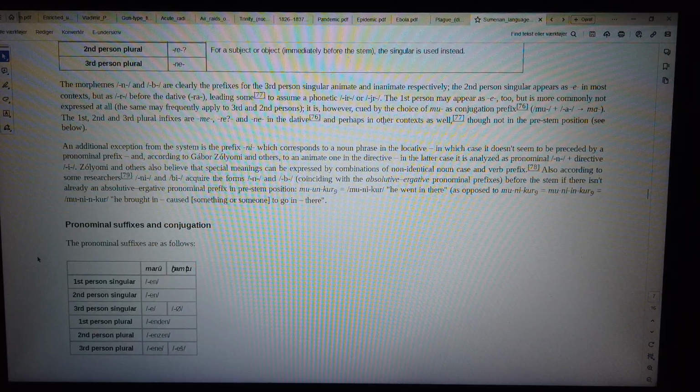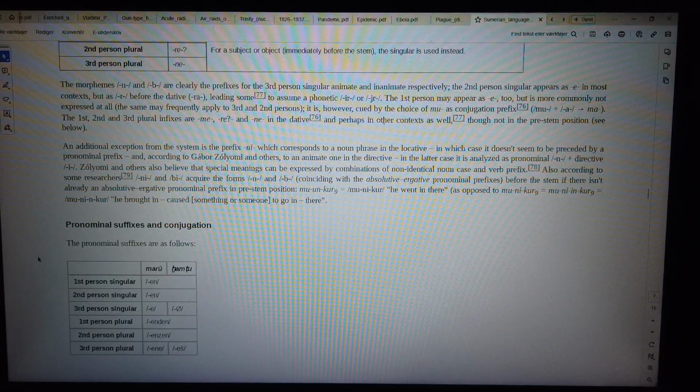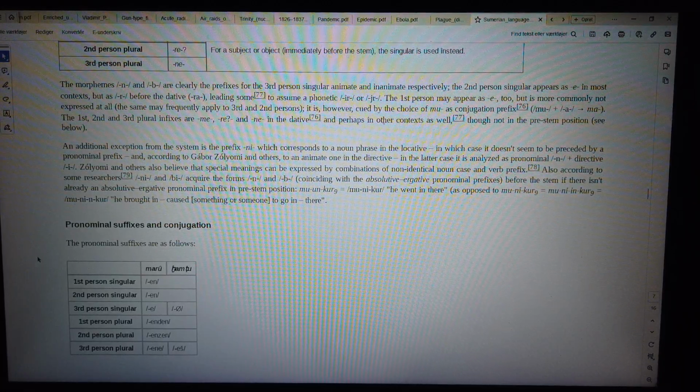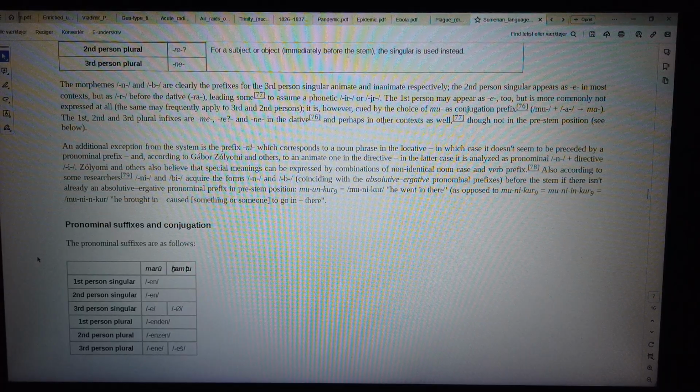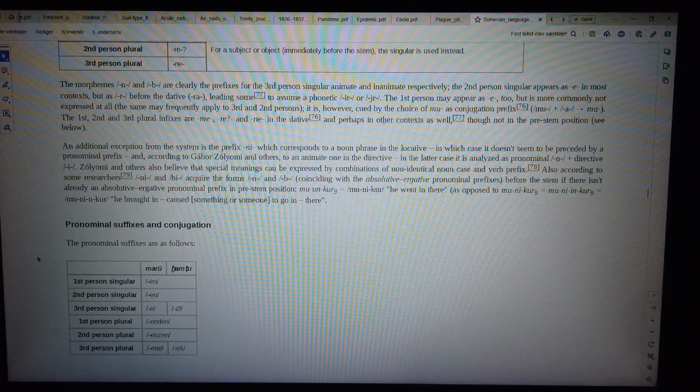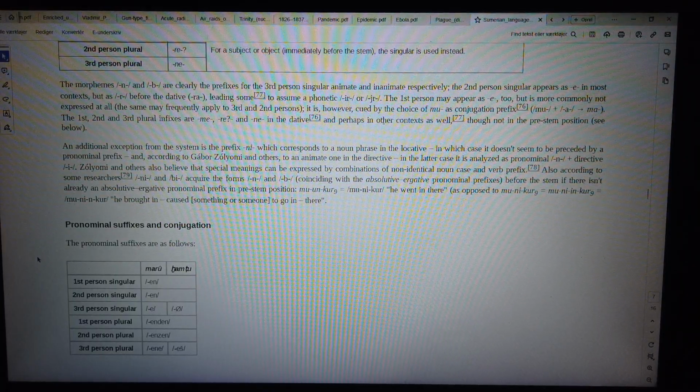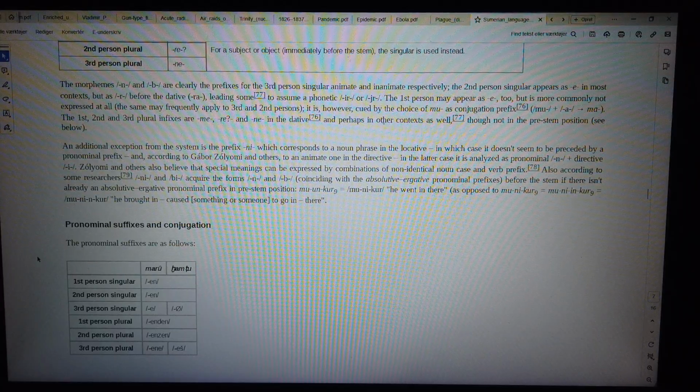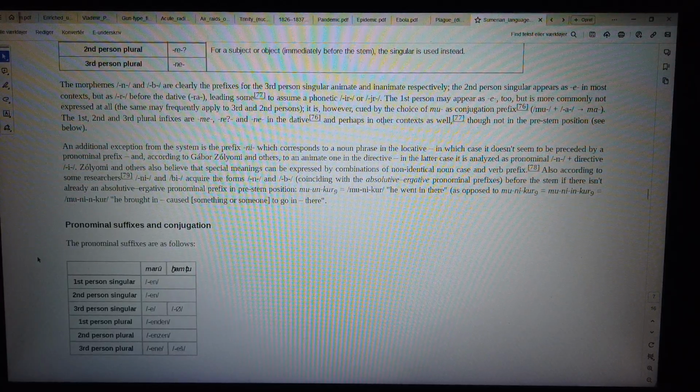In this case it is analyzed as pronominal /n/ and directive /i/. Zolyomi and others also believe that special meanings can be expressed by combinations of non-identical noun case and verb prefix. 78. Also, according to some researchers, 79.